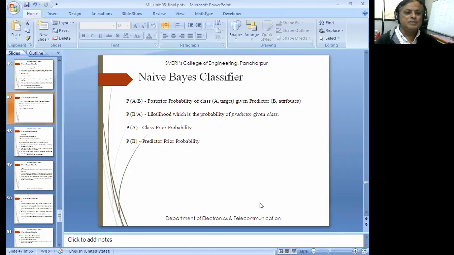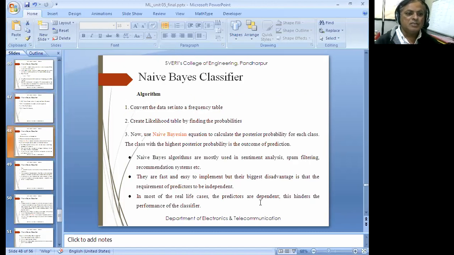P(A|B) means posterior probability of class A given the predictor B. P(B|A) is the likelihood, which is the probability of predictor given class. P(A) is the class prior probability, and P(B) is the predictor prior probability. So this is all about the Naive Bayes classifier. This is the algorithm, some algorithmic steps.